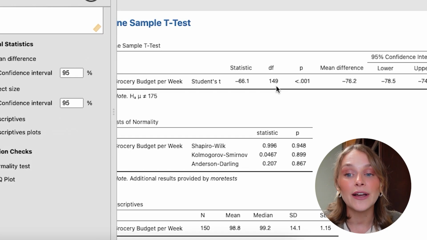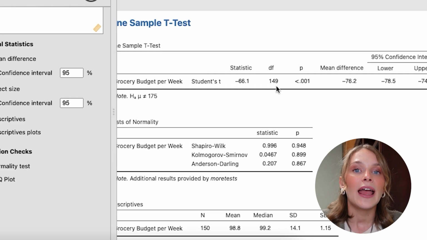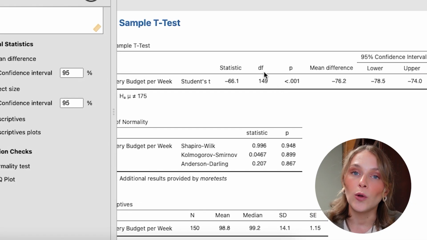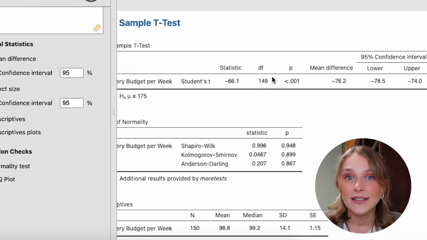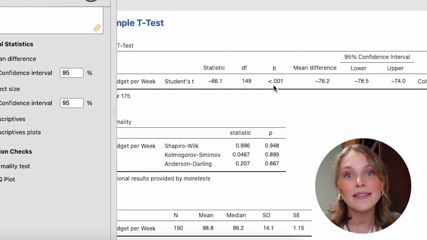So that's where we can take a look at this p-value here. The typical threshold for determining if a p-value is statistically significant is if it is less than 0.05. So our p-value here is less than 0.001. So we can determine that these two means are statistically significantly different from one another.